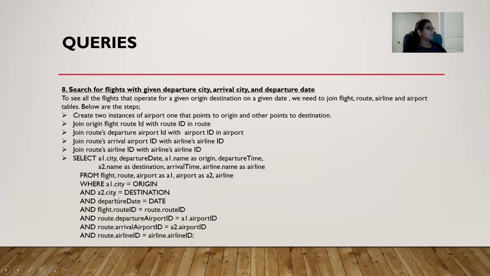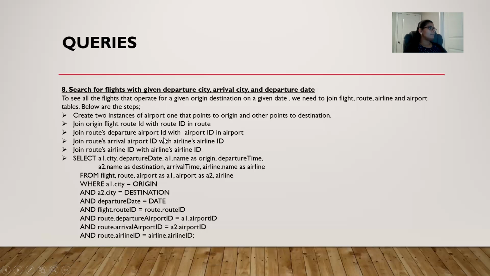origin flight route ID with route ID in route table. Then we join the departure airport ID in route table with the airport ID in airport table. Then we join arrival airport ID in route table with airport ID in airport table. And finally, we join airline ID in route table with airline ID in airline table. Then we select these fields.